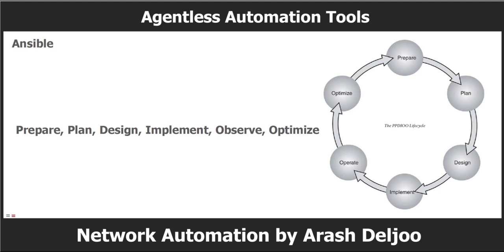When preparing to automate a task or set of tasks, it is important to start with the desired outcome of the automation, and then it is possible to move on to creating a plan to achieve the outcome. A methodology commonly used for this process is the PPDIOO lifecycle: prepare, plan, design, implement, and also observe and optimize.